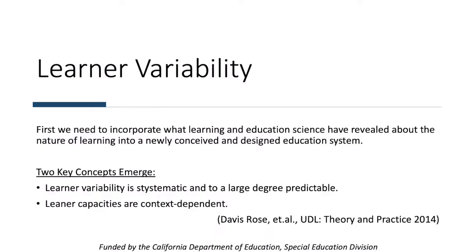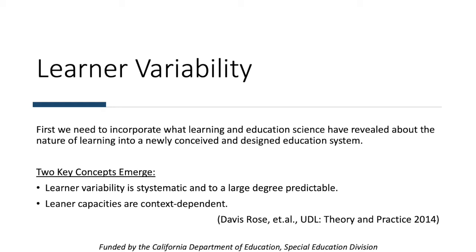A couple more points about learner variability. Two things we know for sure. Learner variability is systematic and to a large degree predictable. There has never been a class in the history of education of students performing at the same academic, behavioral, developmental, social, emotional level among all students. So, we can predict that there is going to be a jagged learning profile, and therefore we can plan for that. Additionally, learner capacities are context dependent.